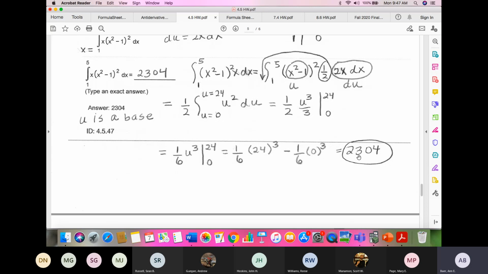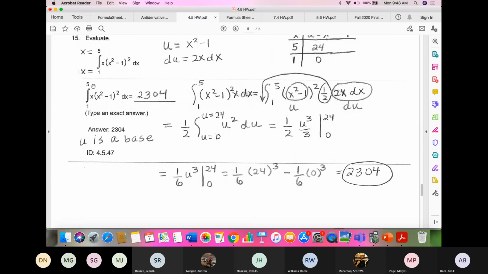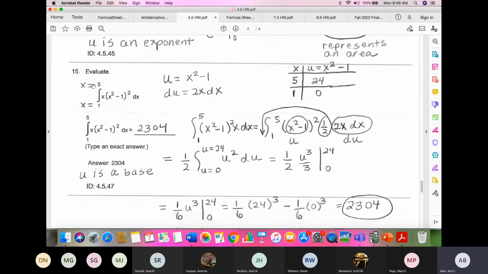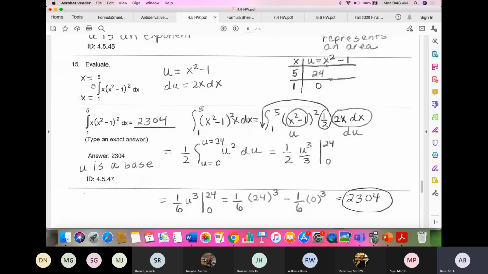And your answer should turn out to be a number because it represents an area. No constant of integration needed for a definite integral. So I encourage you to understand the difference there. So let's take a look at number 15.